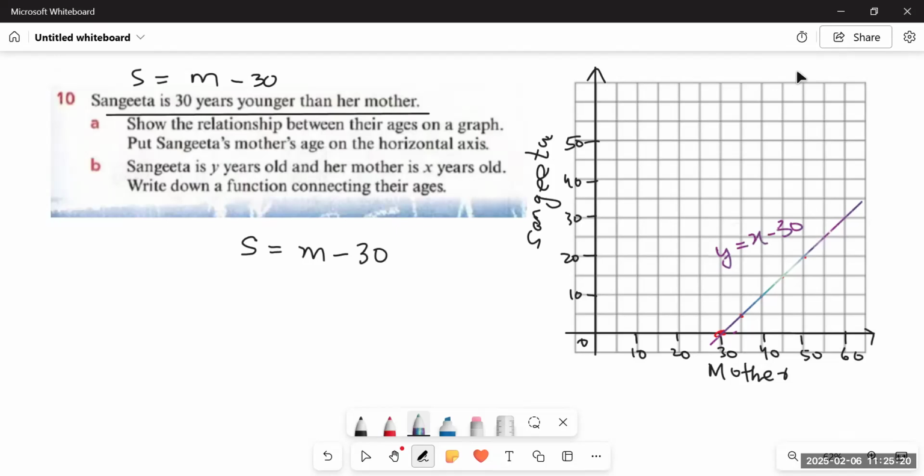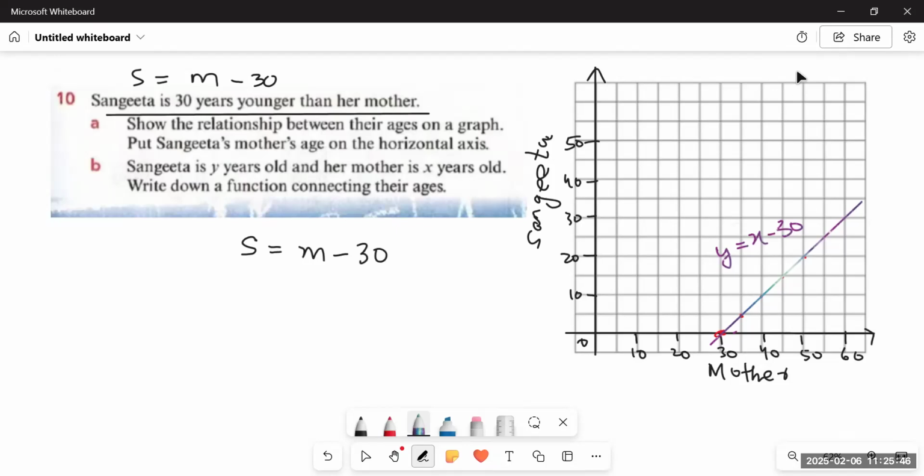You see, how is y equals x minus 30? Because the graph did not start from the origin, but it started when the value of x was 30, right? And the value of y was 0. So we can say that the value of y is equals to x minus 30, right?